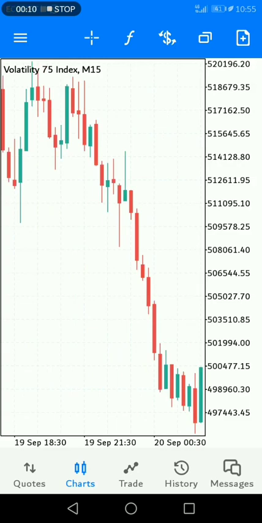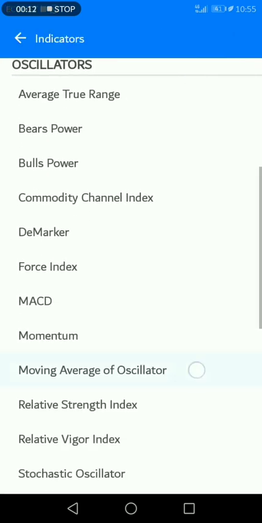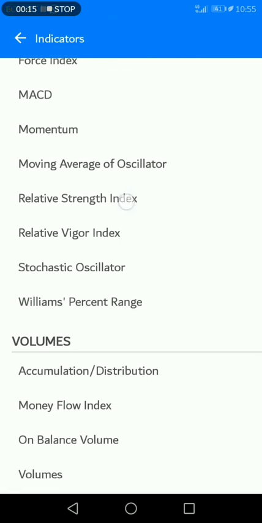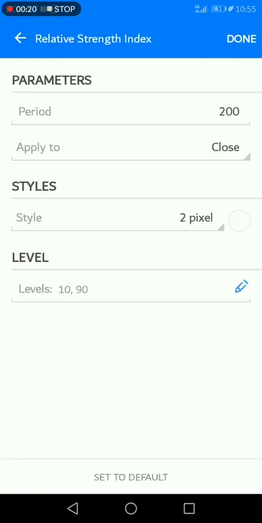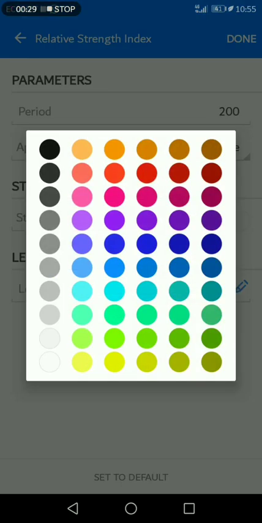So the first indicator that you are going to place here is the RSI. I'll click the F button here, go down and find the relative strength index. Once you find it, you are going to put period 200, apply to close, and on this tile make sure the color is the same as the color of your background. This is very important because we don't want to use the RSI line.